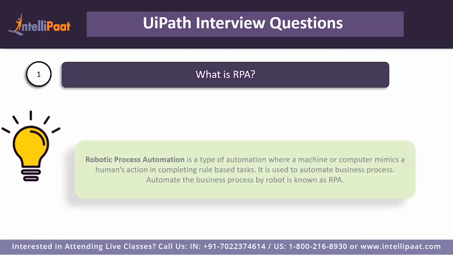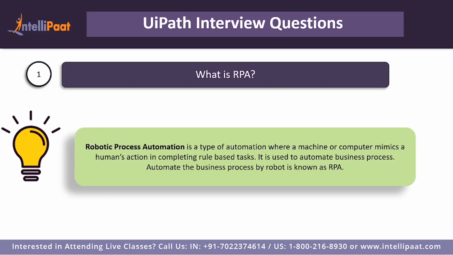So the first question is, what is RPA? It is the most basic question which is asked across any job interview that you have. The first question they'll ask you is, what do you understand by this term RPA? So you can answer it directly: robotic process automation is a type of automation where a machine or a computer mimics human actions and helps you complete tasks based on rules, right? It is used to automate business processes, and automation is done through some robot, right?